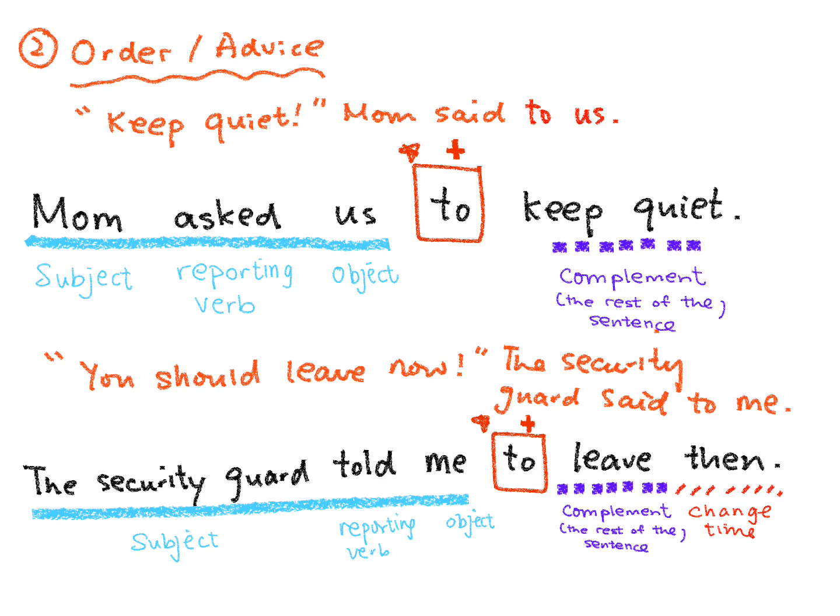If you see time, you need to change it. If you see pronoun, if it's appropriate, you need to change it too, okay? So you need to make decision. To leave then. Let me repeat the whole sentence one more time. You should leave now, the security guard said to me. This is direct speech. If you change into indirect speech, it will become, the security guard told me to leave then. So this is how we change an order or advice from direct speech into indirect speech.